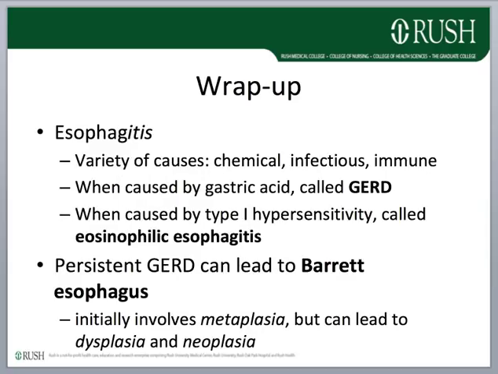Then I talked about esophagitis. There's a variety of different causes. When caused by gastric acid, this is called gastroesophageal reflux disease, or GERD. When it's caused by a type 1 hypersensitivity and associated with numerous eosinophils, it's called eosinophilic esophagitis. One important consequence of chronic GERD is Barrett esophagus. Initially, this just involves metaplasia, or changing of the squamous epithelial surface to a glandular epithelium with intestinal mucus goblet cells, but this can lead to progressive dysplasia and even neoplasia or malignancy.